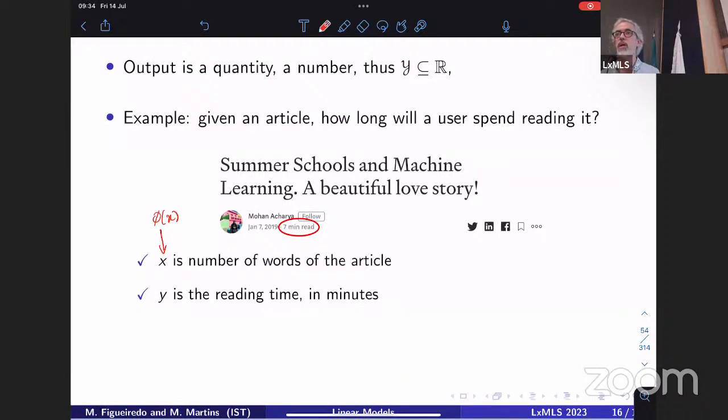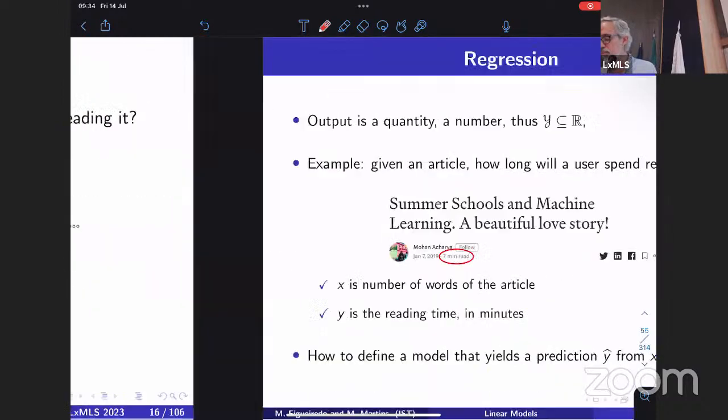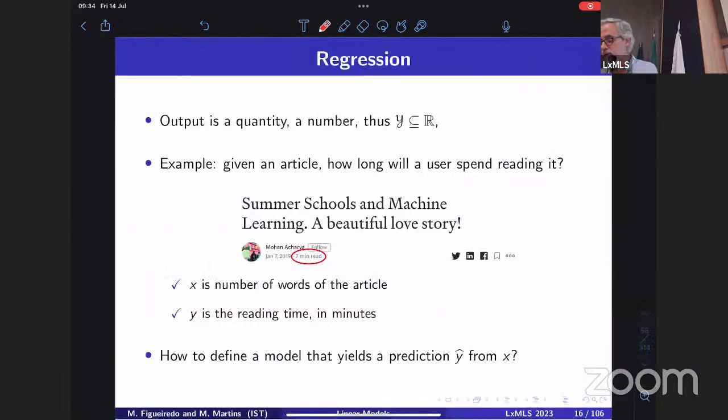If you have some way of measuring how many words longer than, say, 10 characters there are in the text, or how many full stops and commas there are, you could try to be more clever than just measuring the length, and measure the complexity of the text to do this estimate. But in this example, I'll just use the number of words. So how do we define a model that predicts the reading time from the number of words?